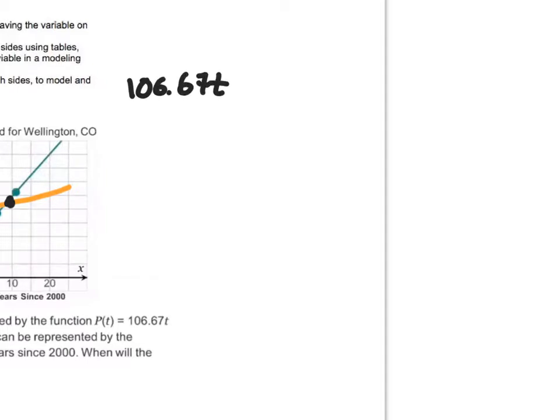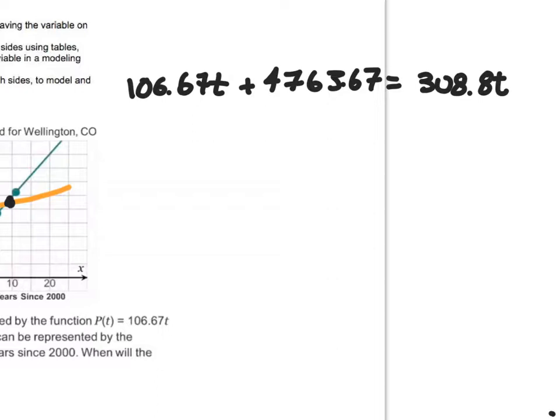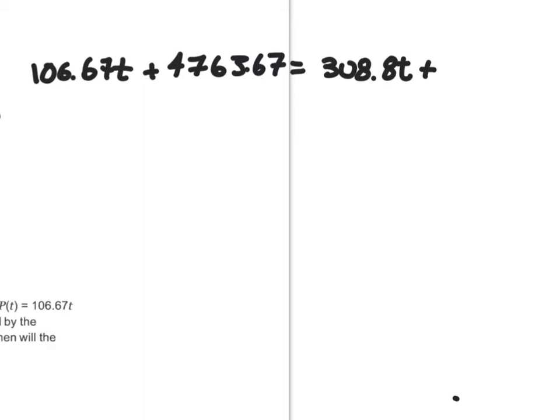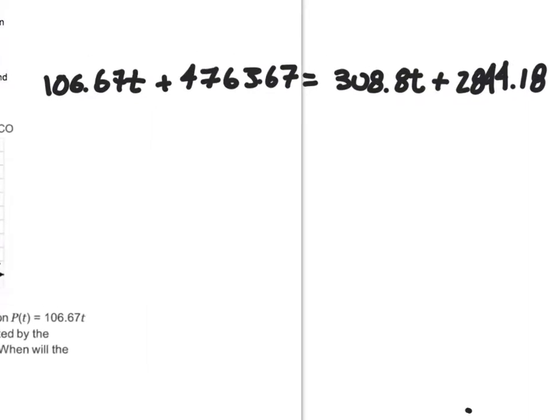106.67t plus, so we've got our one function for Berthoud, and that's 4,763.67. And we're going to set that equal to 308.8t plus 2,844.18. All right. So now the task that we want to do is solve this for t.